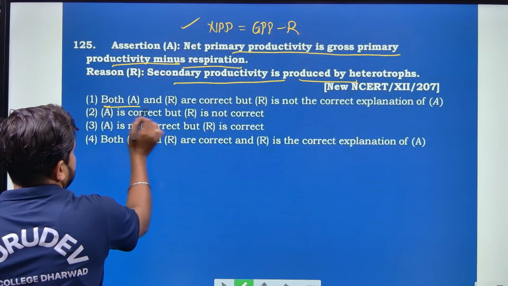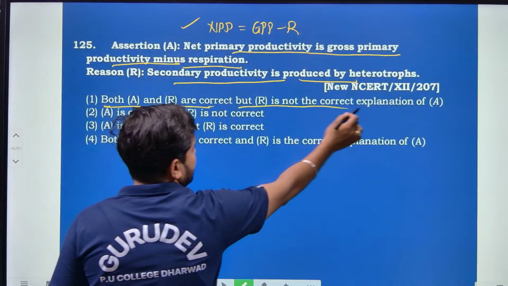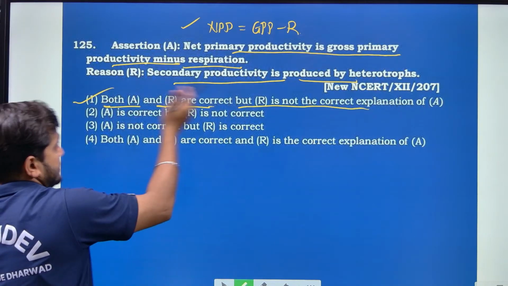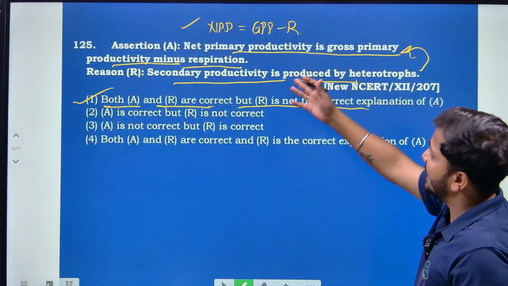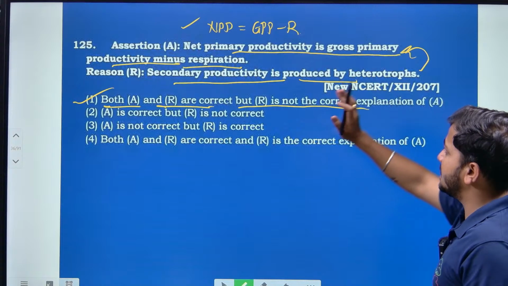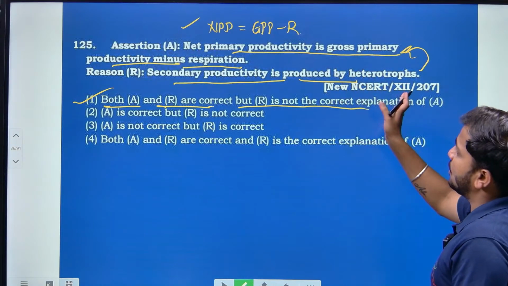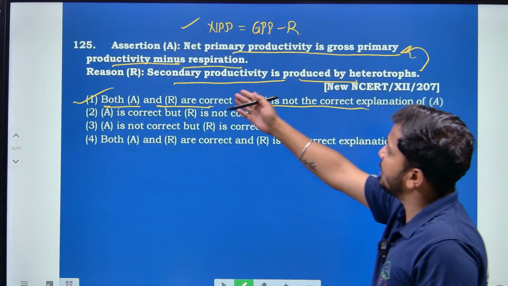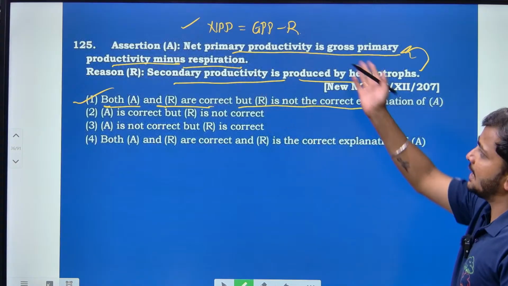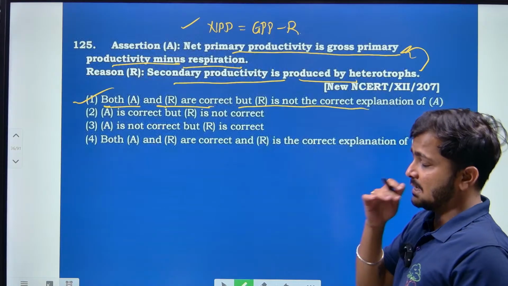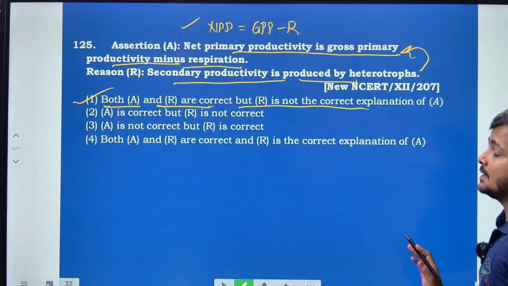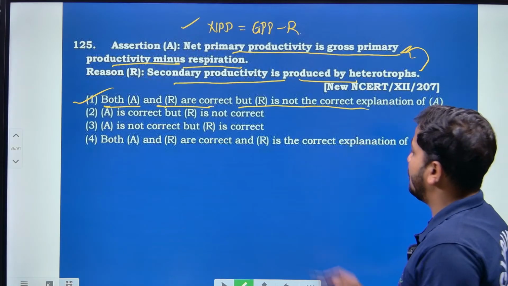Here both the assertion and reason are correct, but the reason is not the correct explanation, because they are not related to each other. Mainly, we can consider productivity on a basis, but when it comes to heterotrophs, they produce secondary productivity because they are dependent on autotrophs. But here the reason and assertion are correct, but the reason is not the correct explanation of the assertion.